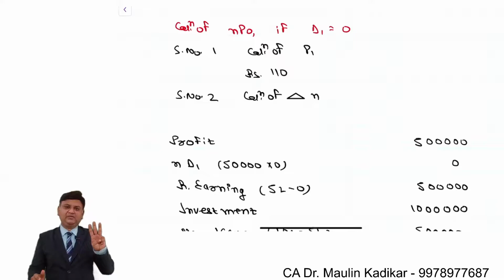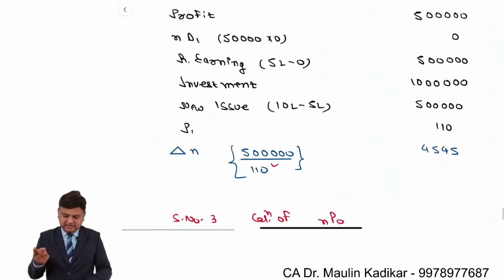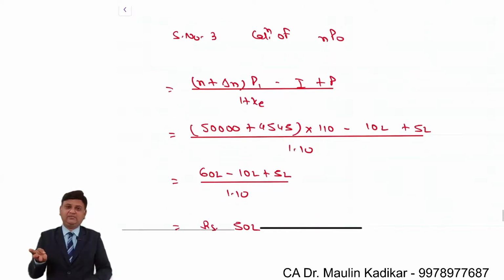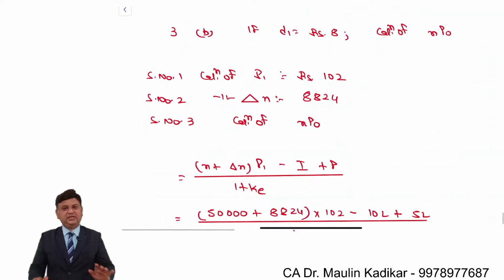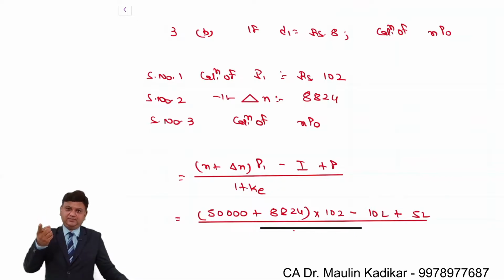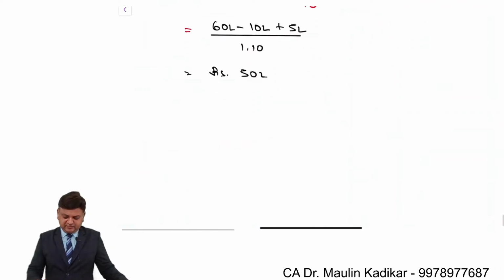Third is the current value of the firm if the dividend is not paid, and if dividend is paid. Going with the simple sequence in three steps: step number 1 is P1, step number 2 is delta N, and step number 3 is the current value of the firm. In the third part the same thing is there, wherein D1 is 8. So computation of the P1, which we already have done, delta N, which we already have done, and then the current value of the firm.